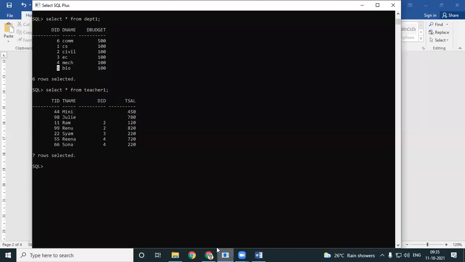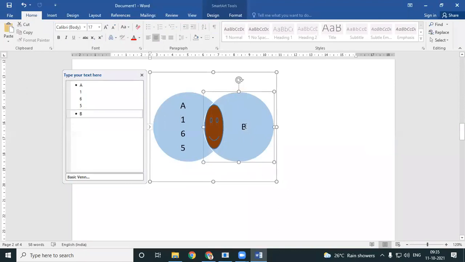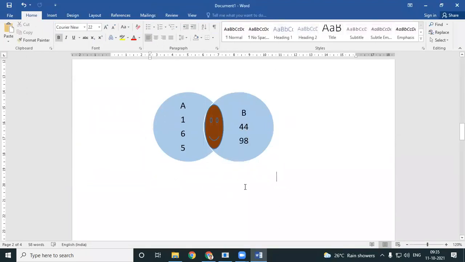Okay. Now, if I look into my teacher table, Minnie and Julie, I just take the numbers of Minnie and Julie so that I need not have a typing. Moreover, that is the primary key. So, 44 and 98. So, in my B table, I do have my 44 and 98. Okay, my B only portion. So, all the portion other than my A, which is null 165, and other than my B, which is 44 and 98, that will be my inner join.